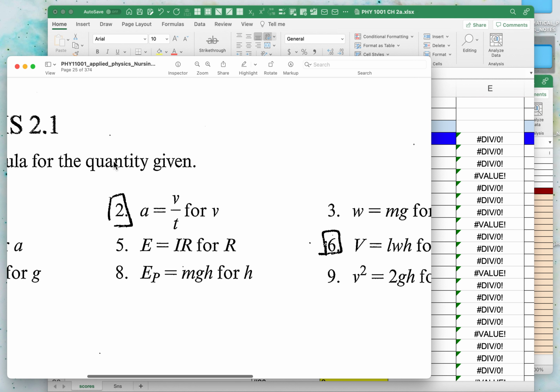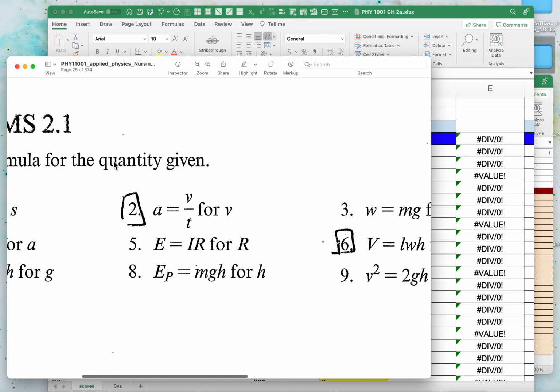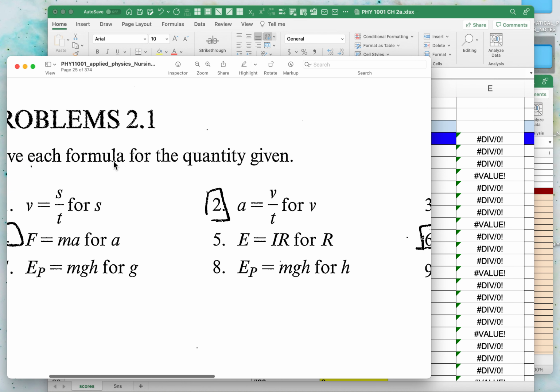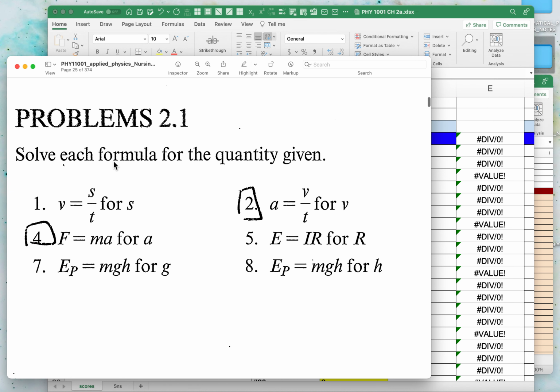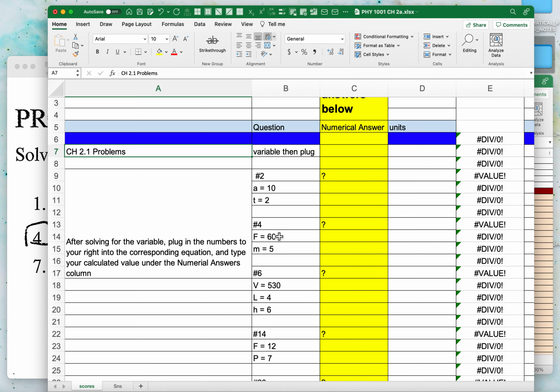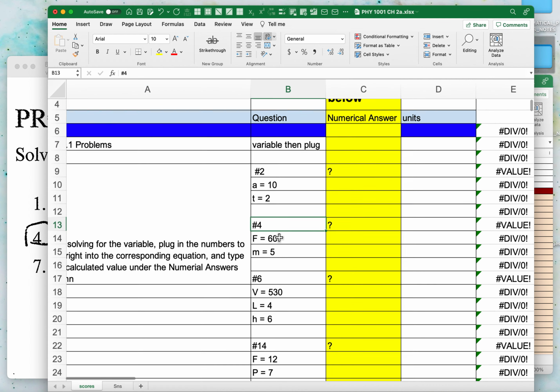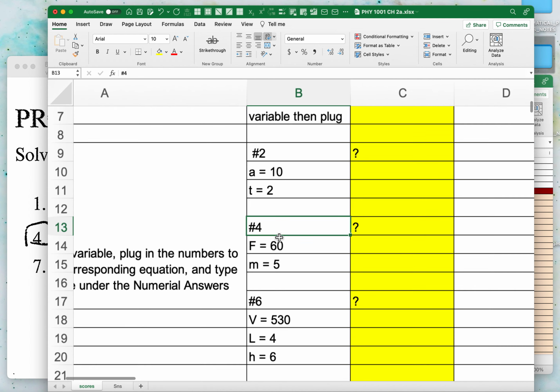You're only given variables. So what the textbook wants you to do is to solve these equations for a particular variable. But for the Excel file, you can only enter numerical answers. So what you'll do is, for example, let's say we're going to do number 4. So in the textbook, you're going to find number 4 for problems 2.1. So there it is, number 4.